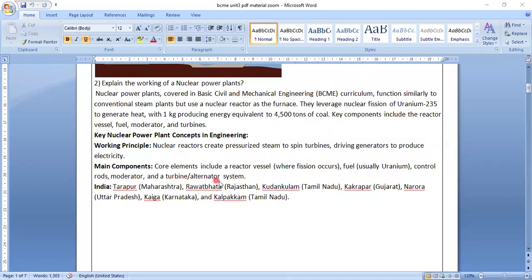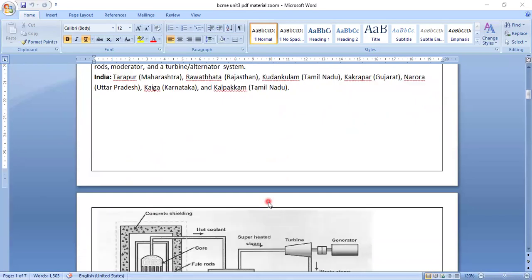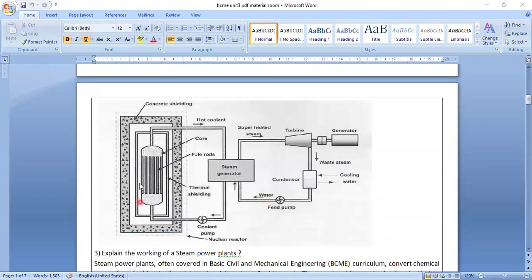The main components are the core elements, including a reactor vessel, which uses uranium. For example, Tarapur in Maharashtra is one of the oldest, and Rawatbhata in Rajasthan; we have some of these in India. Here is the nuclear reactor. You can see the fuel rods, which are connected to the steam generator, generating the steam.